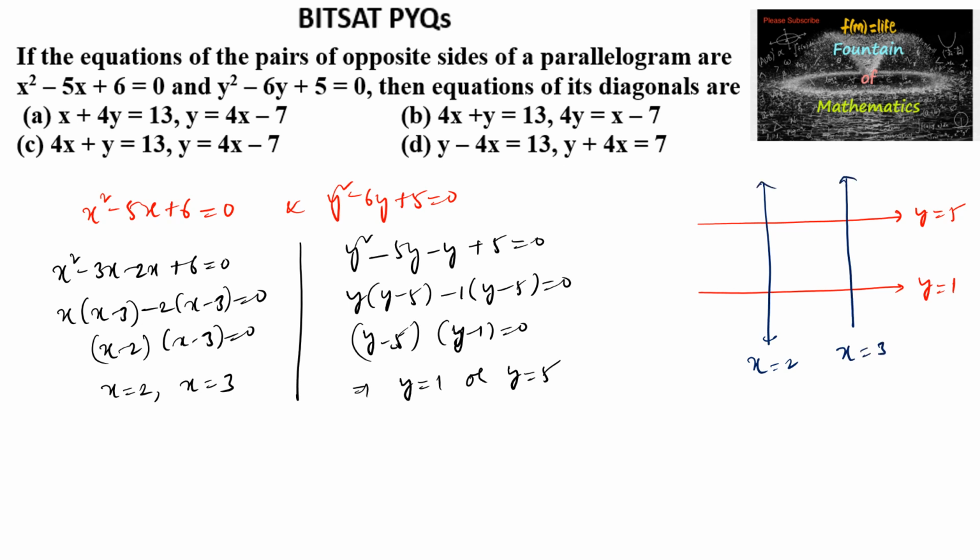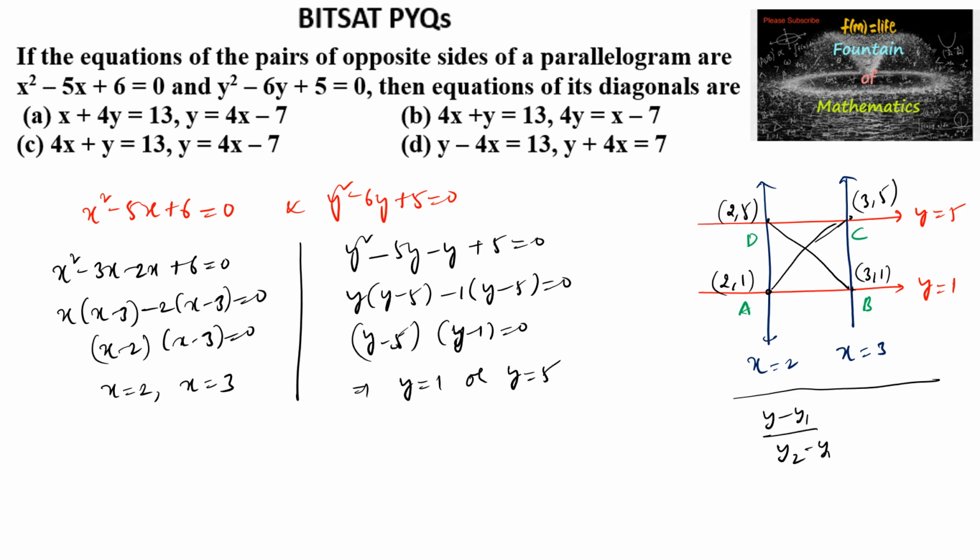From here we can say that the point of intersection of these lines can be taken as (2, 1), and here it is (3, 1), and here it is (3, 5), and here it goes (2, 5). Say this point is A, this is B, C, and then D, and we need to find the equations of the diagonals, so AC and BD. So we know the line joining 2 points: (y minus y1) upon (y2 minus y1) is equal to (x minus x1) upon (x2 minus x1).